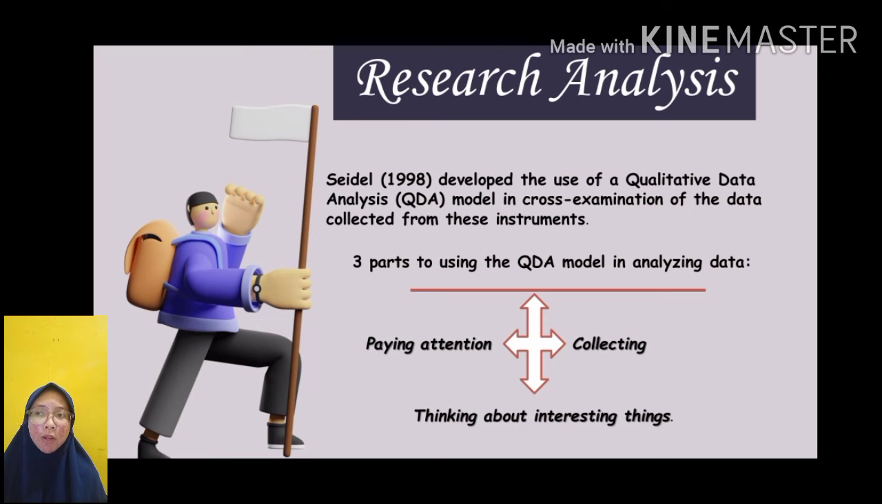There are three parts to using the QDA model in analyzing the data. Namely, the first is paying attention, the second is collecting, and the third is thinking about interesting things. Based on QDA, the data analysis process has three special characteristics, such as: the first is iterative and progressive, which means the cycle will continue to repeat itself. The second is recursive because one part can call back to the previous part. And also the third is holographic, which means that each process contains the whole process.